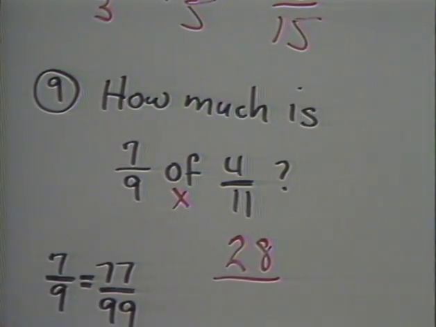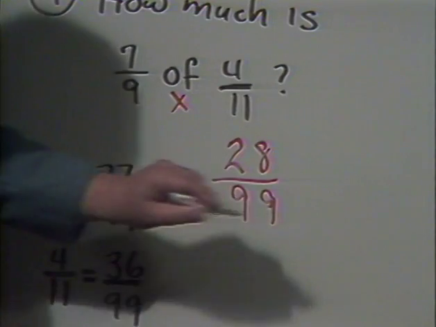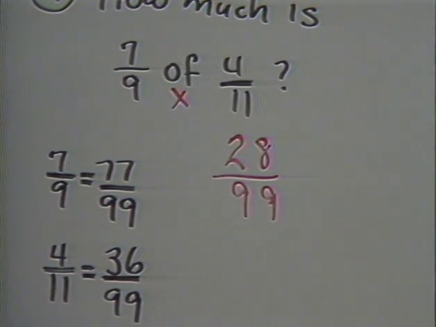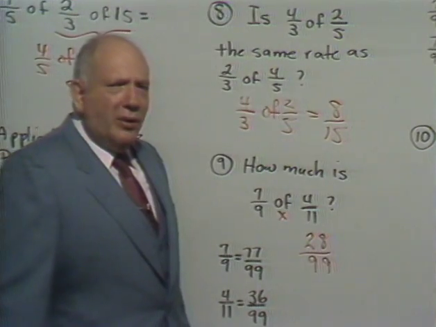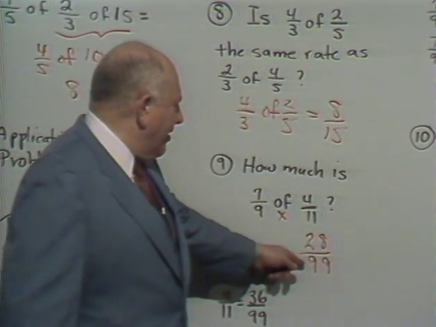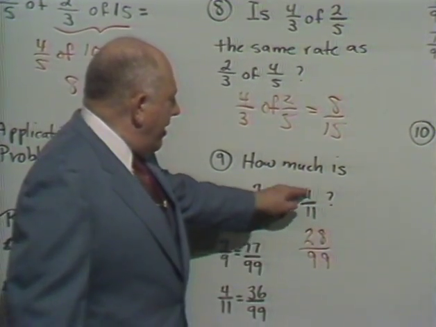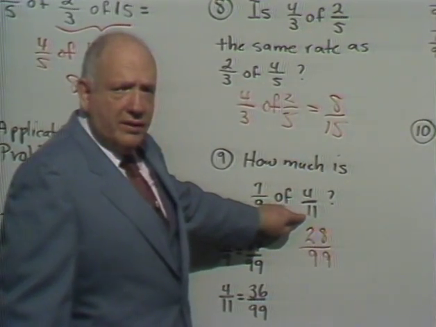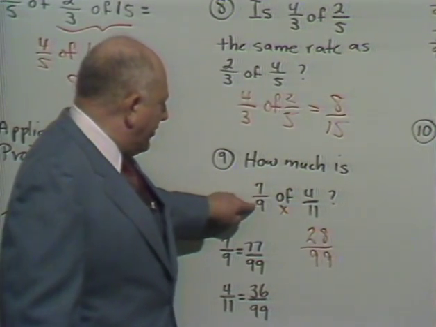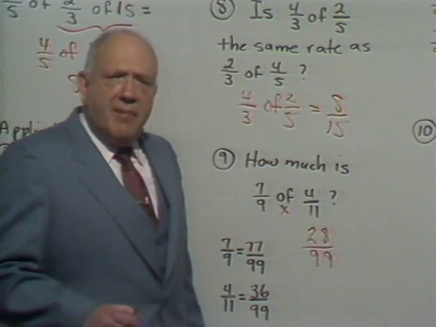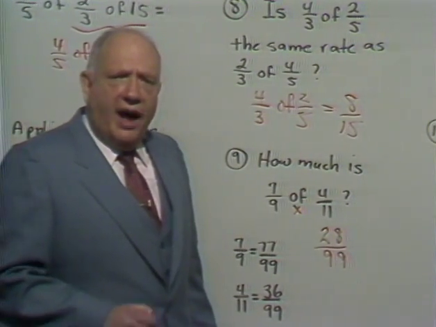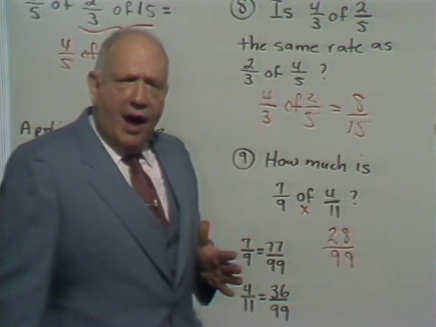9 times 11 is 99. So the answer to that problem is 28/99. And what does that mean? I mean, mechanically, that's an answer. What does it mean? It means if you take 4/11 of something, then you take 7/9 of what's left. It's the same as if you're taking 28 out of every 99. And I'll review that with you in a minute.